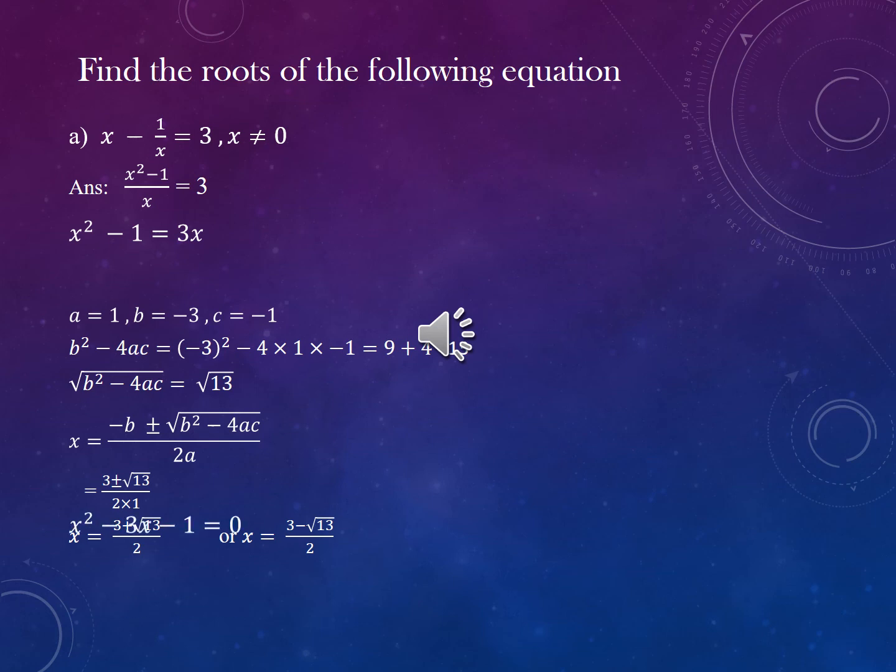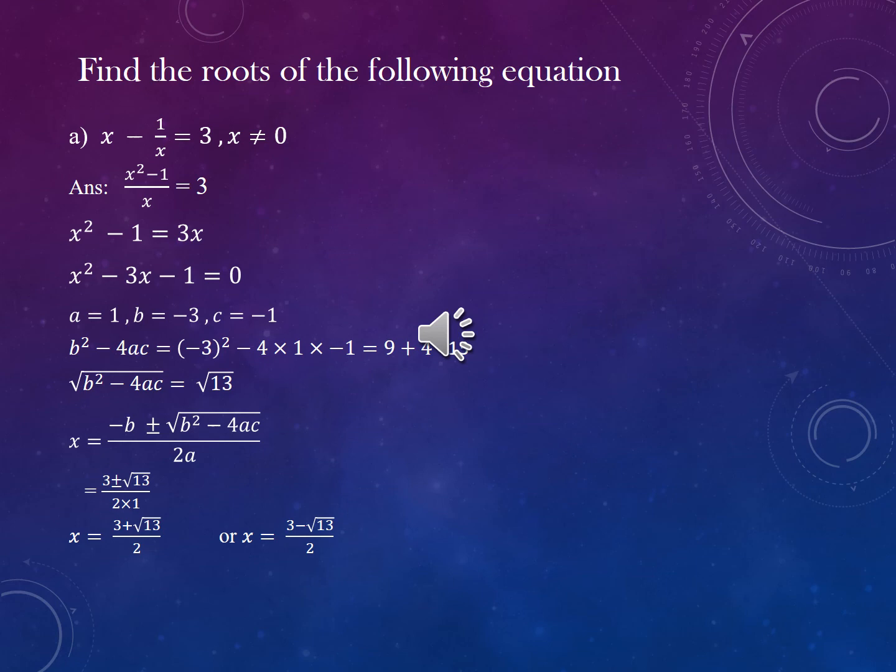Finding the coefficients of x square, x and the constant term, we are going to find the discriminant b square minus 4ac. It is negative 3 whole square minus 4 into 1 into negative 1, which is equal to 9 plus 4 equal to 13. Square root of b square minus 4ac is equal to root 13.